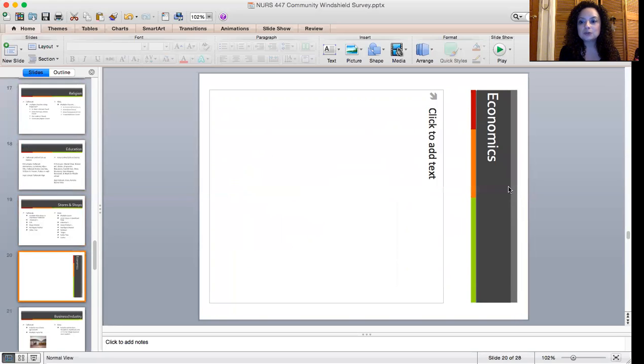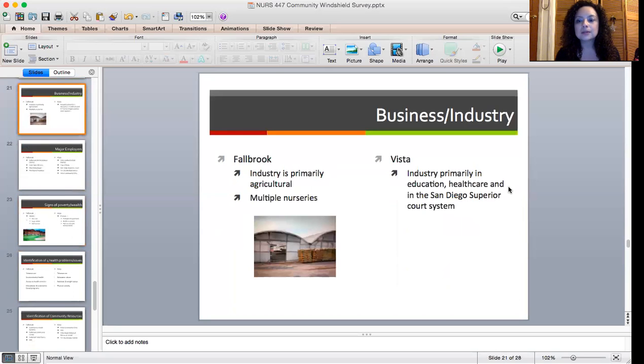Next section will focus on economics, business, and industry. I found that in Fallbrook, the industry is primarily agricultural. There are multiple nurseries throughout town. The picture below is a picture of Color Spot Nursery. In Vista, the industry is primarily in education, healthcare, and the San Diego Unified Superior Court System.